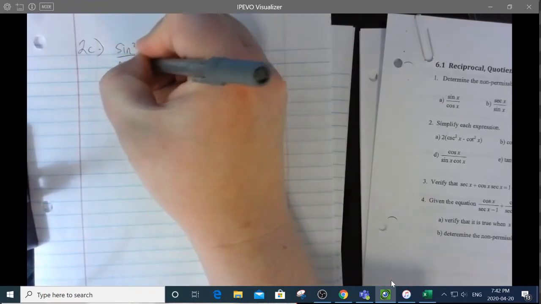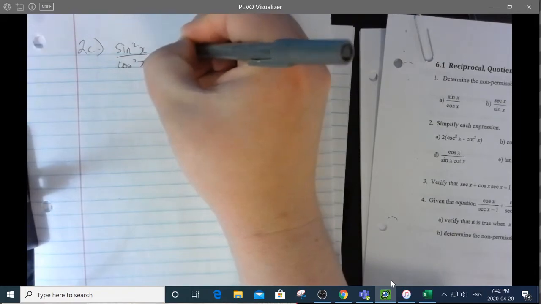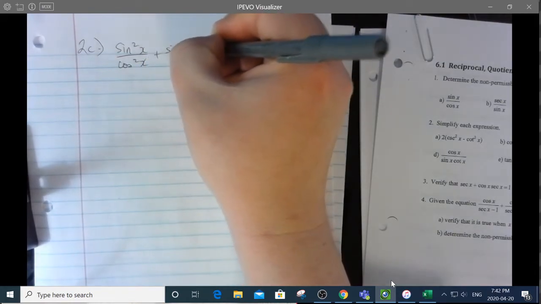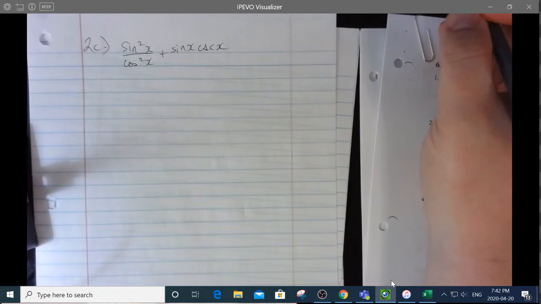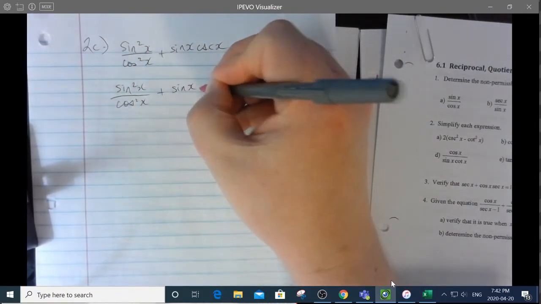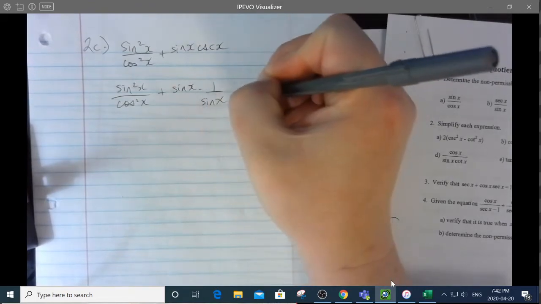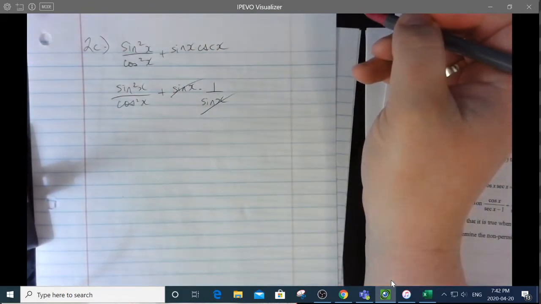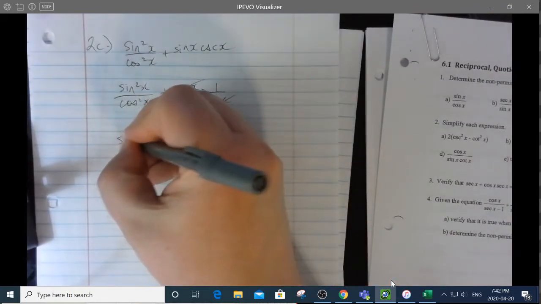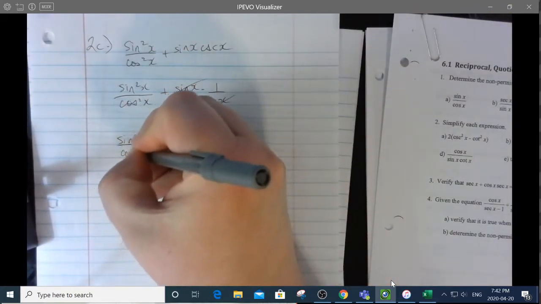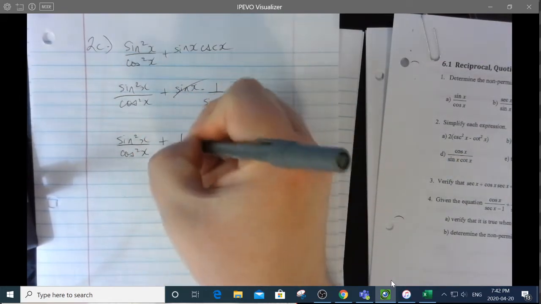All right, 2C, first copy it right. Sine squared x over cos squared x plus sine x cosecant x. I think the first thing I'm going to do is simplify cosecant x and see what it looks like after that. Sine squared x over cos squared x plus sine x, and cosecant is 1 over sine. Aha! Those cancel and make a 1. So I'm looking at sine squared x over cos squared x plus 1.